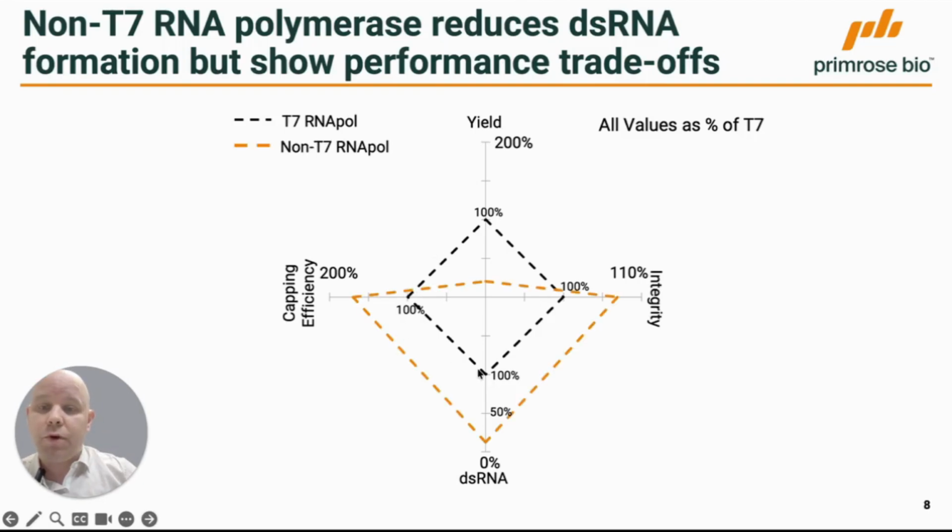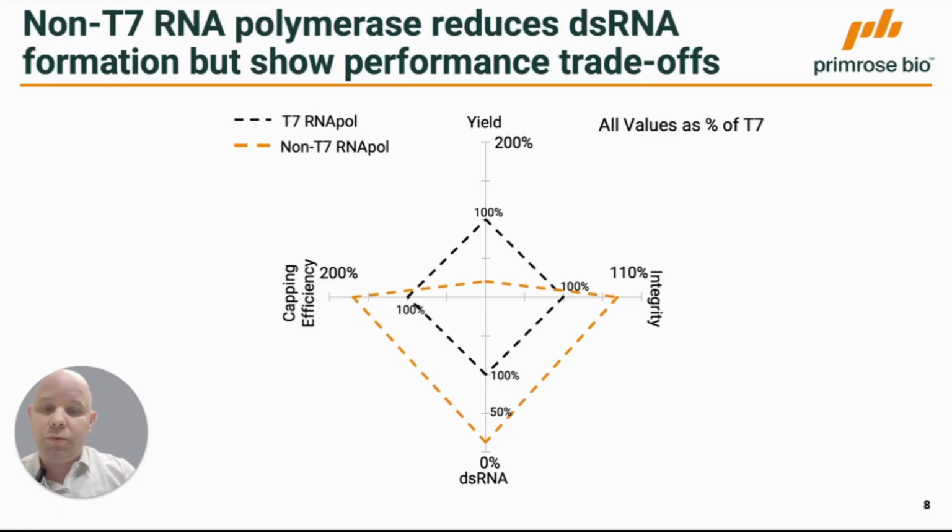When we look at one of these non-T7 RNA polymerase enzymes, we can see that the double-strand RNA levels are quite low, up to 10-fold lower than for T7. For capping efficiency, we can also see in this experiment that it's higher than T7, and integrity is also higher. However, for this non-T7 RNA polymerase, we see that there's a trade-off. The yield is quite low.